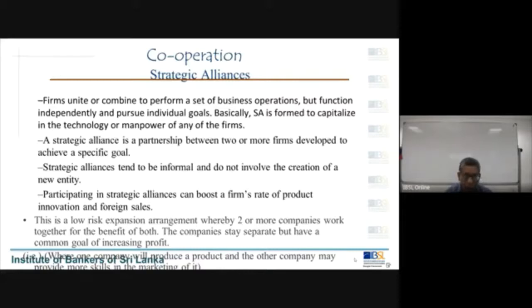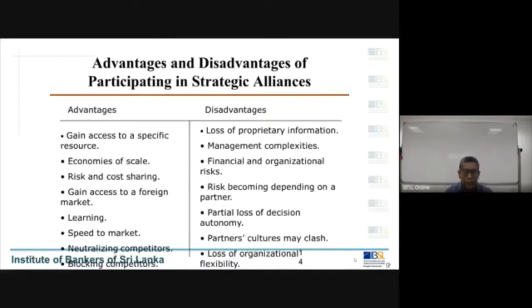Now, for strategic alliances in Sri Lanka, you can think about LankaClear, right? They have a strategic alliance with the banking sector: one common mobile application, one common switch like that. So LankaPay provides all these things, right? Check clearing systems and all those are strategic alliances. A classic example of a very low risk expansion arrangement whereby two or more companies work together.